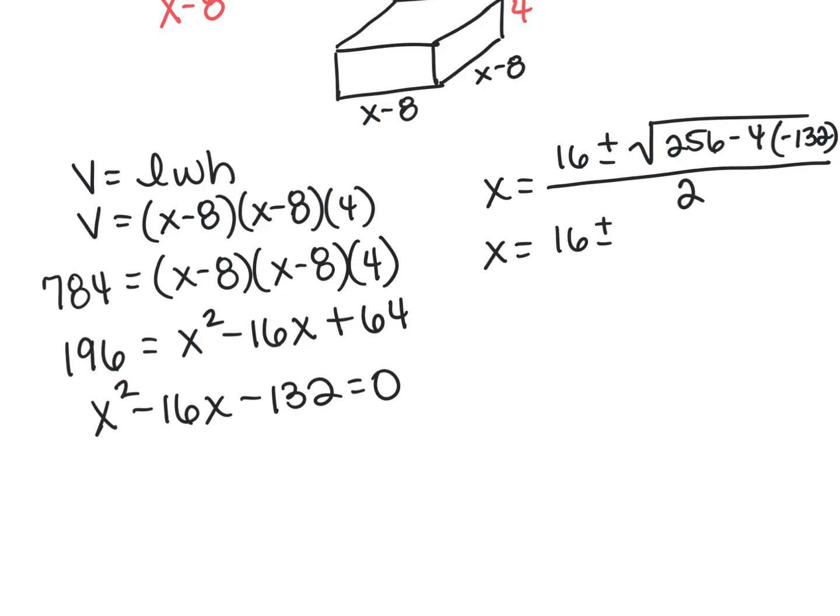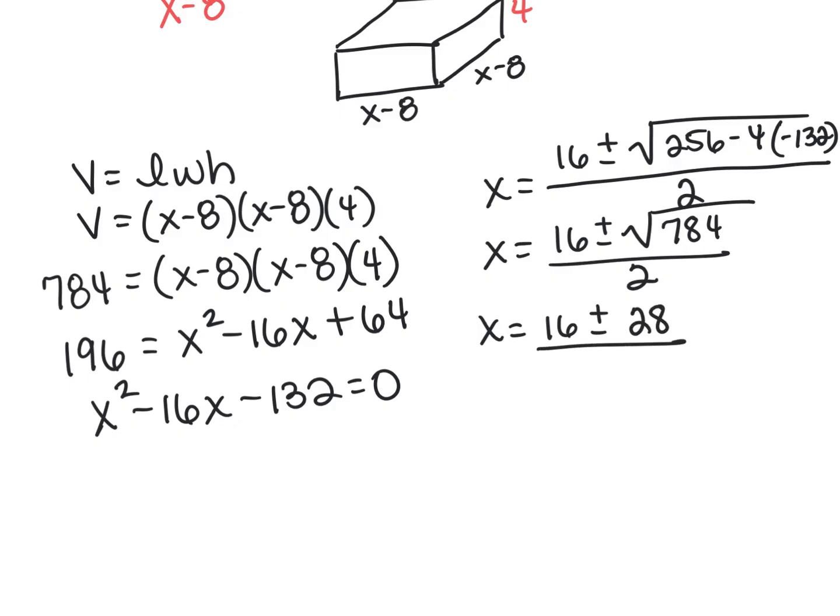So this gives me 16 plus or minus. Working under my radical, we end up with 784, and we're going to divide that by 2. And again, at this point, we're going to be changing over to the decimal versions of these. So the square root of 784 ends up working out nicely. I didn't remember that one, so that's 28. And divided by 2, so x is either equal to 16 plus 28 over 2, or it's going to be 16 minus 28 over 2.